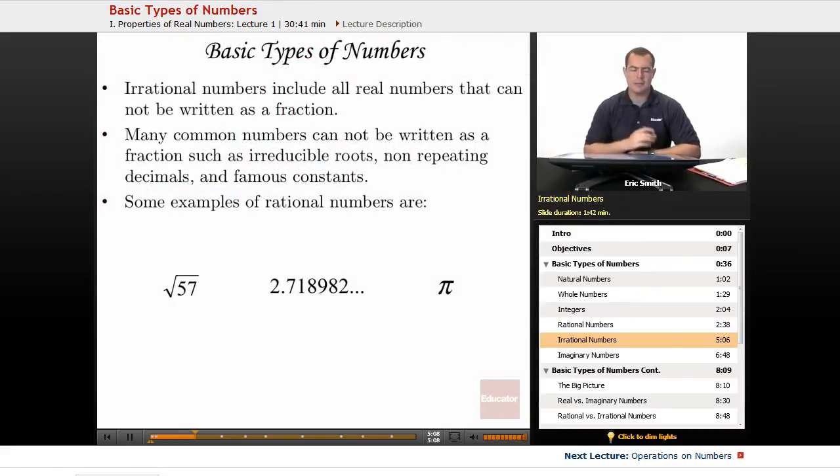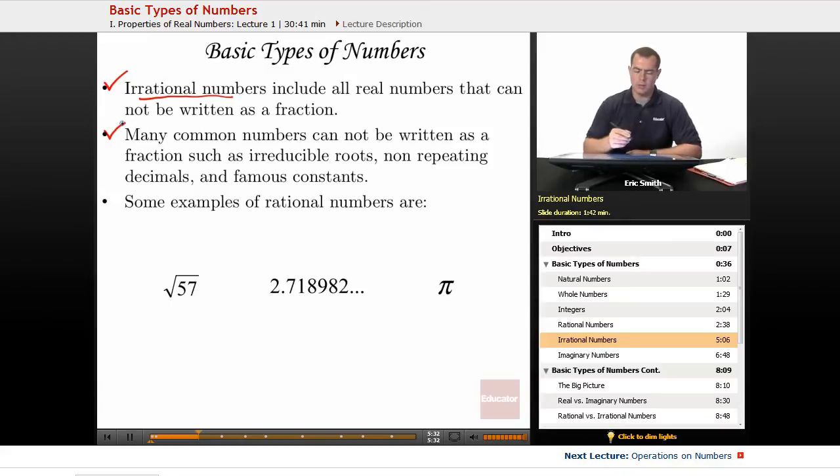Now, if we know what numbers can be written as a fraction, then we must also talk about the numbers that cannot be written as a fraction. These types of numbers are irrational numbers. Now, we saw many different types of numbers that could be written as a fraction, so it seemed like there might not be a whole lot that you can't write as a fraction.